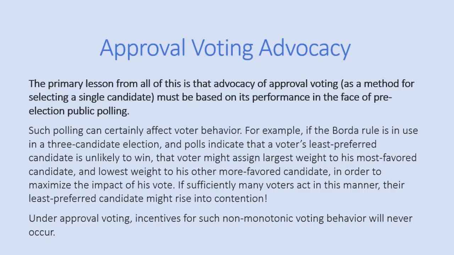The conclusion is straightforward. If there is a reason to advocate the use of approval voting over other voting systems, that reason must be found in the way that pre-election polls of the electorate's voting intentions can influence voter behavior. For example, under approval voting, even in the face of polls, voters never have an incentive to assign voting weights to the candidates in an order different from their true preferences. Under plurality voting or Borda's rule, a non-monotonic assignment of weights is at times a voter's best strategy.